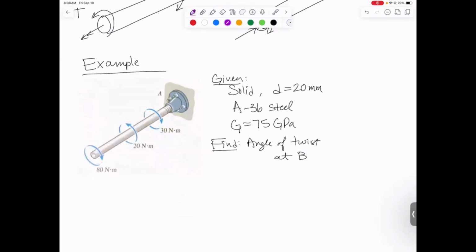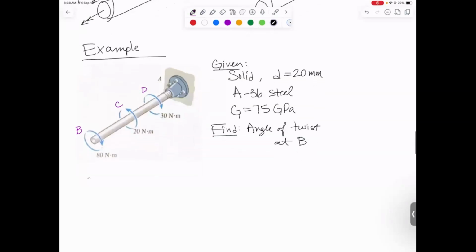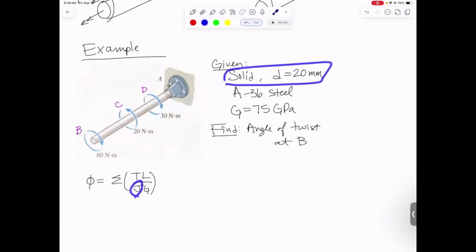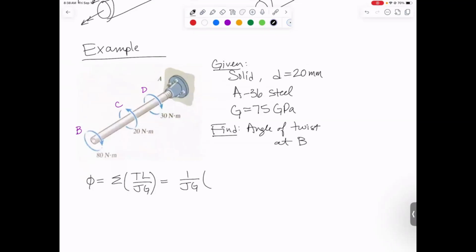I guess I better label my points on here. If A is back at the wall, we're going to call B the point out here at the front, C is there, and D is there. Our governing equation is going to be that phi is the sum of all of the TLs over JGs. And for this problem, it's just a single shaft that is solid, same diameter everywhere. So J does not change on this shaft, and neither does G because it's all made of steel. I can actually simplify this just a little bit by pulling the 1 over JG out in front and multiplying then by the sum of just the torques times the length they act over.